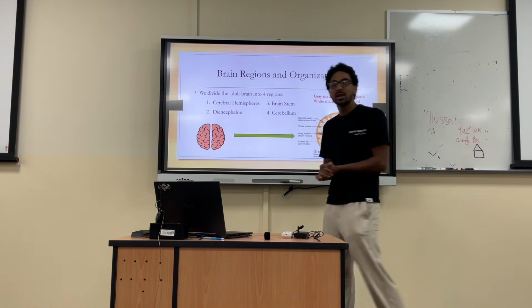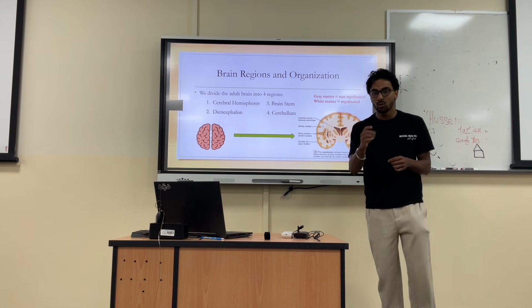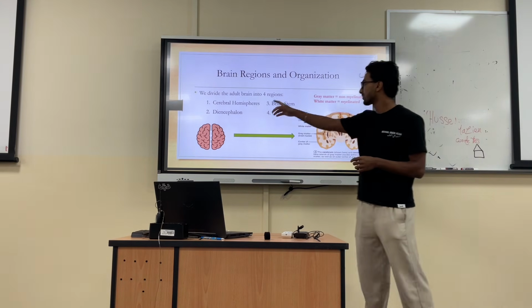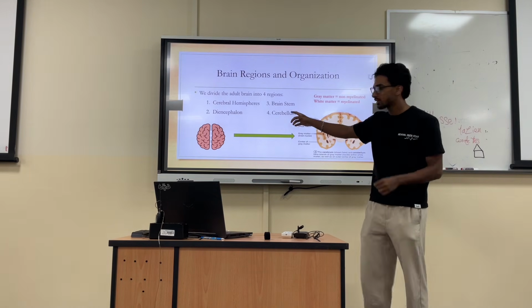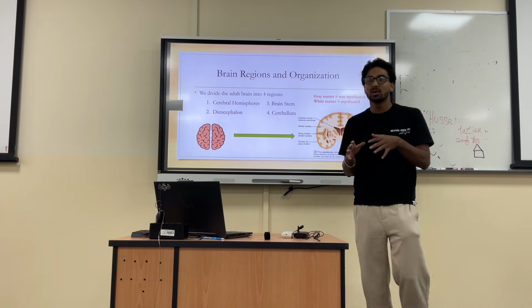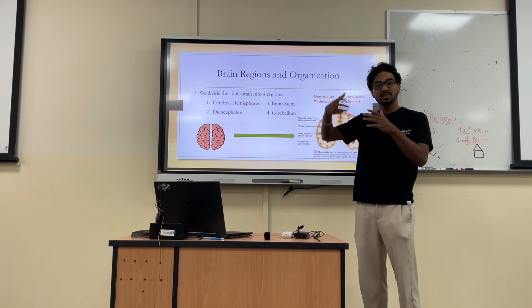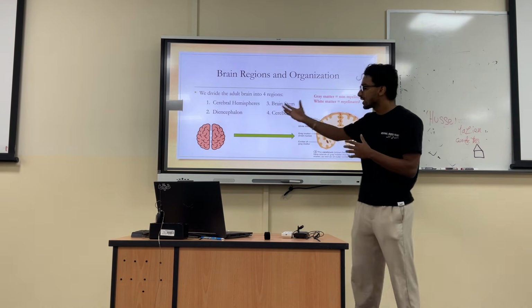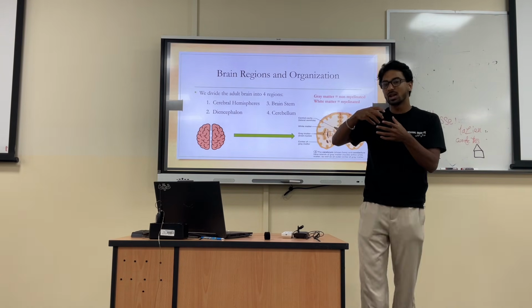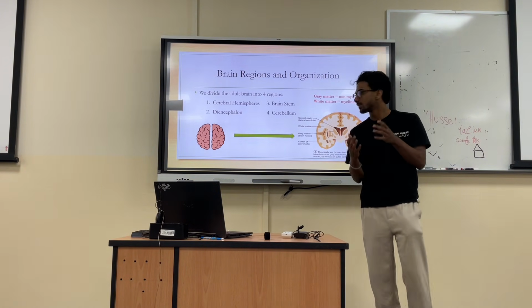Alright, now coming to the brain regions and organization. We divide the adult brain into four regions: the cerebral hemispheres, the brain stem, the diencephalon, and the cerebellum. The cerebral hemispheres are the ones that you see the most. And the brain stem, as we all know, is the connecting stalk of the brain. The diencephalon lies deep to the cerebral hemispheres, and the cerebellum connects to the brain stem from the posterior.